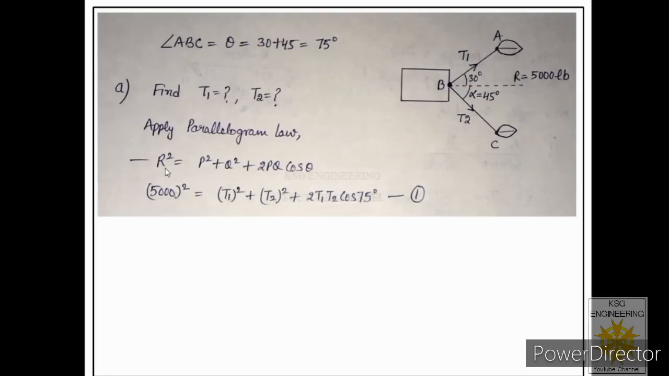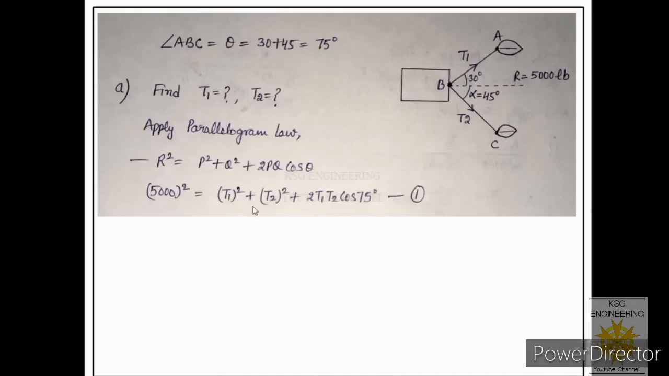So what is R over here? R is also mentioned in the problem. What is the value mentioned for R? It is 5,000 pounds. So we have entered the value of R, 5,000. Then the value of P we are taking as T1 and the value of Q we are taking as T2. As these two values are unknown to us, we are writing T1 and T2 only. So T1 square plus T2 square plus 2 T1 T2 cos theta. What is theta? 75 degrees.